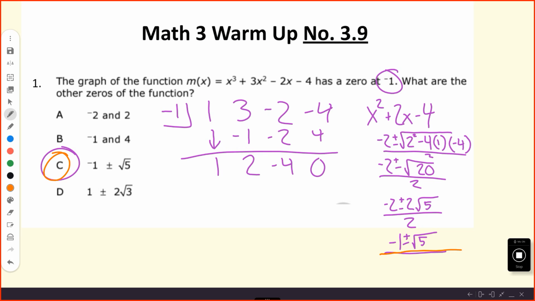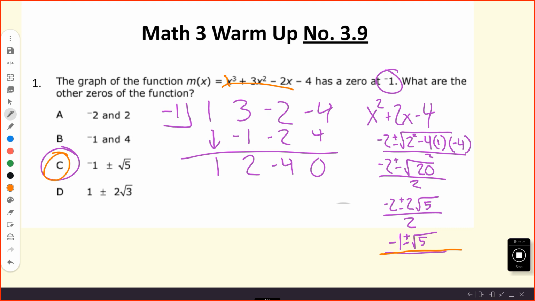Okay, so you take the numbers of this and you put them right here. And because -1 is a 0, you put it right here. And then you carry down the first one, then multiply it, and then add, and then multiply and add, and multiply and add. And then once you get those numbers, you plug it in right here.